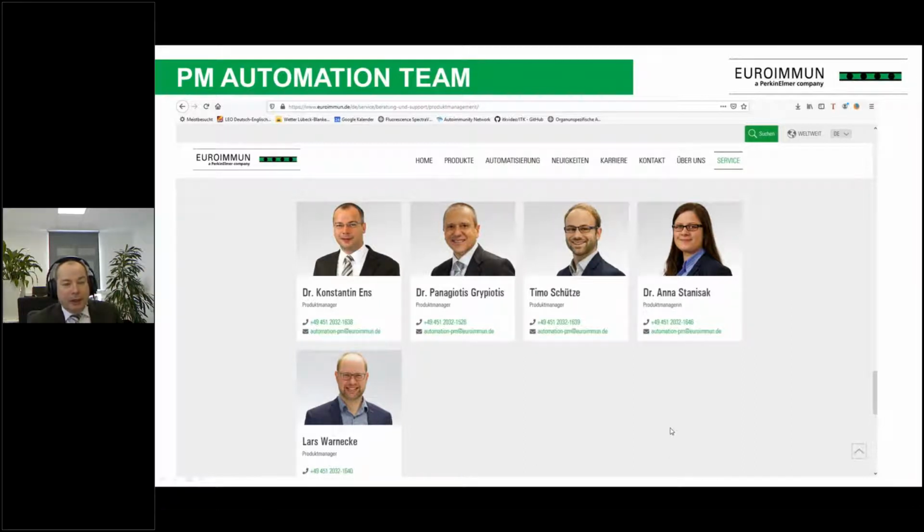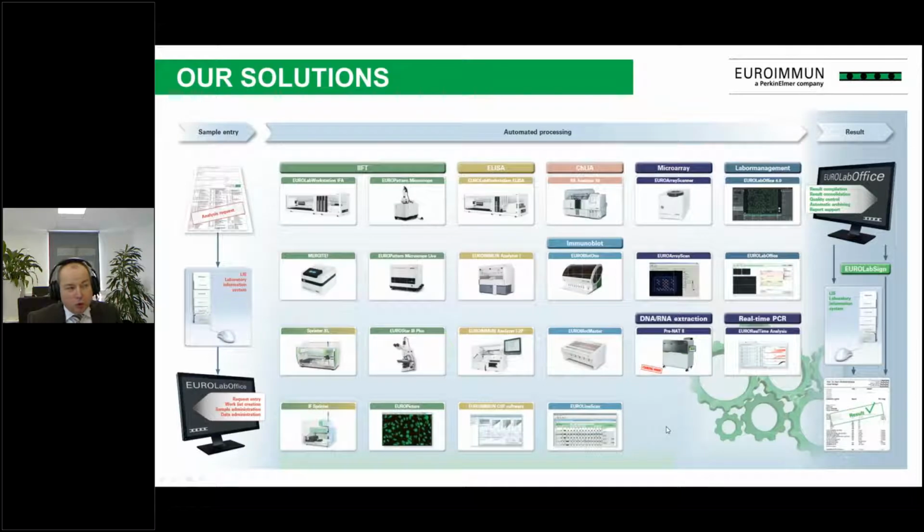And we are taking care of all our automation solutions that you can find here. Here you see different columns for different techniques. On the left side, immunofluorescence technique, here ELISA technique, CLIA, immunoblots, microarray technique, molecular diagnostics, but also software solutions for laboratory management systems, like EUROPattern and EUROPattern 4.0.